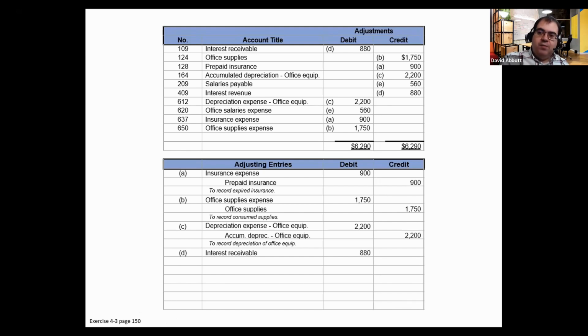And you have interest receivable, $880 debit, and then a credit to interest revenue, $880, and that is to record the interest income. So maybe they have a savings account, or something else that they're receiving interest income from. And then they have office salaries expense, $560, salaries payable, $560, and that's to record the accrued salaries. They're payable because they haven't paid them yet. They will, but they haven't paid them yet.